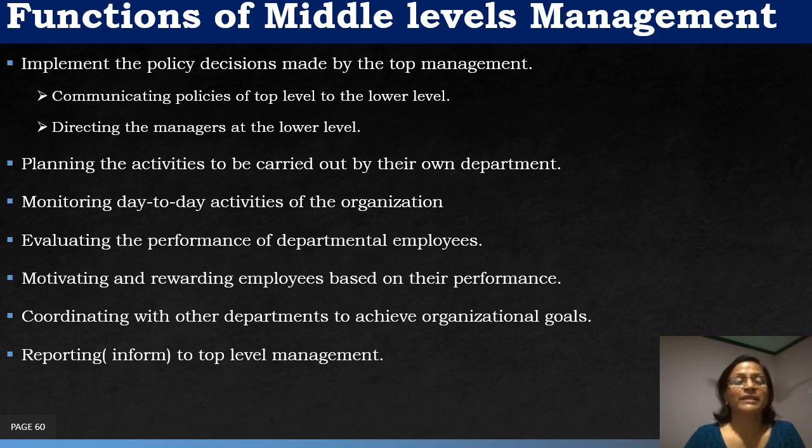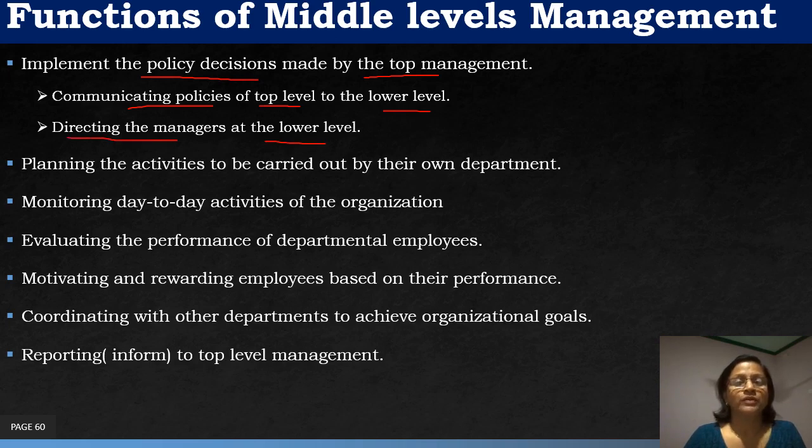Functions of middle level management. It implements the policy decisions made by the top. So we have seen that policies are made by the top level management based on their objectives, and they communicate these policies from the top level to the lower level management. All levels of management must know what the aims and objectives of the organization are, and what policies are to be followed.